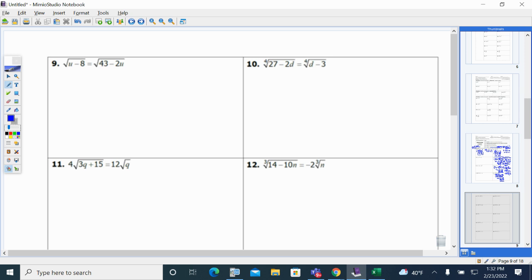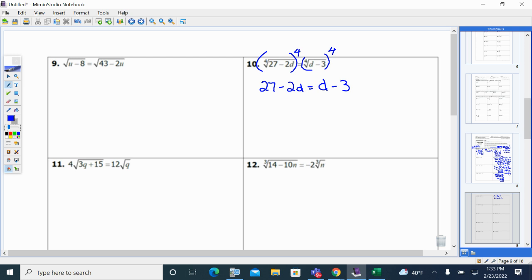So let's look at number 10 first. And on the left side and the right side, the index is a 4. And I'm going to raise both sides to the 4th power. And that makes those radicals go away. We're left with 27 minus 2d equals d minus 3. And then solve from there.